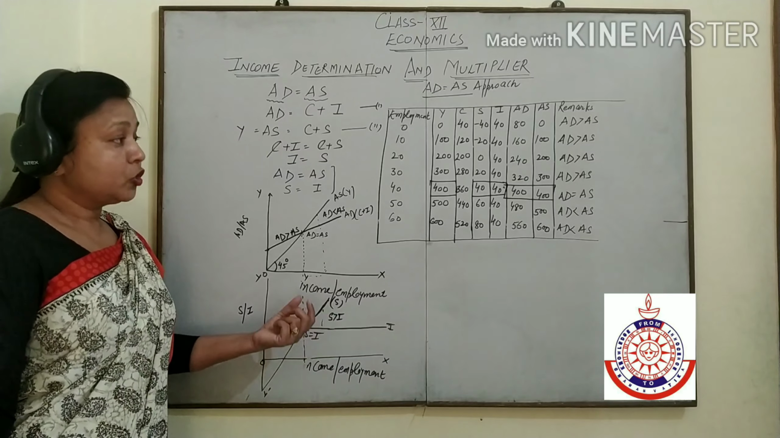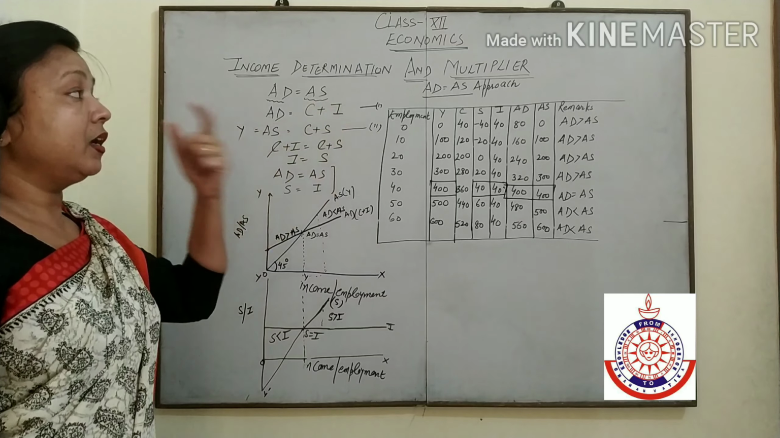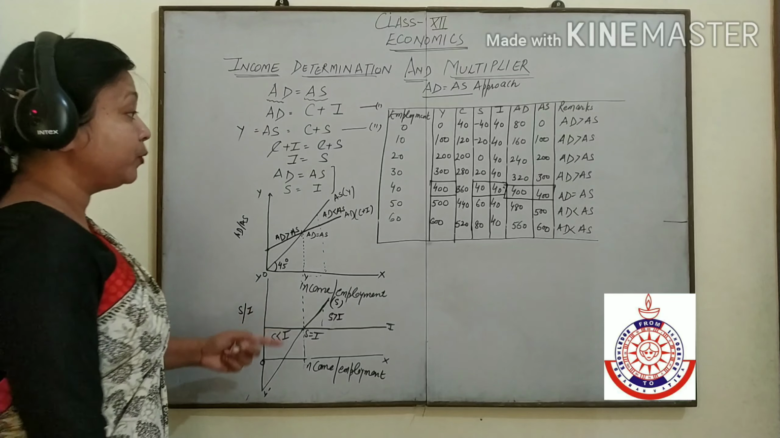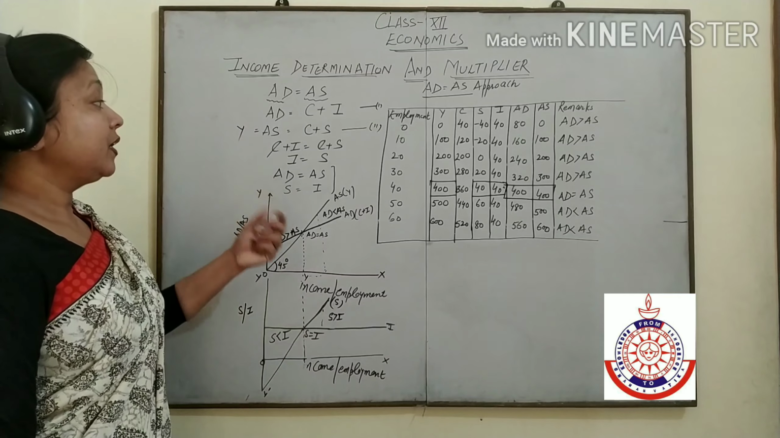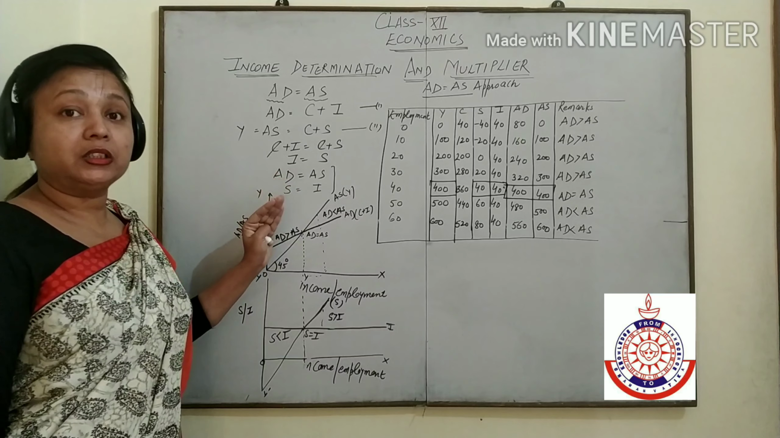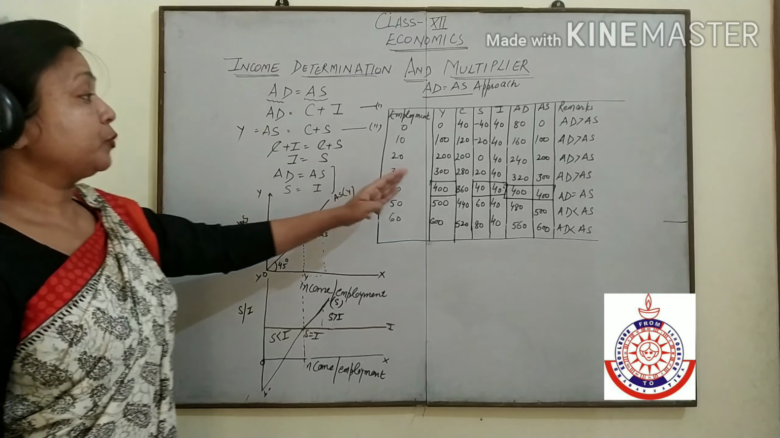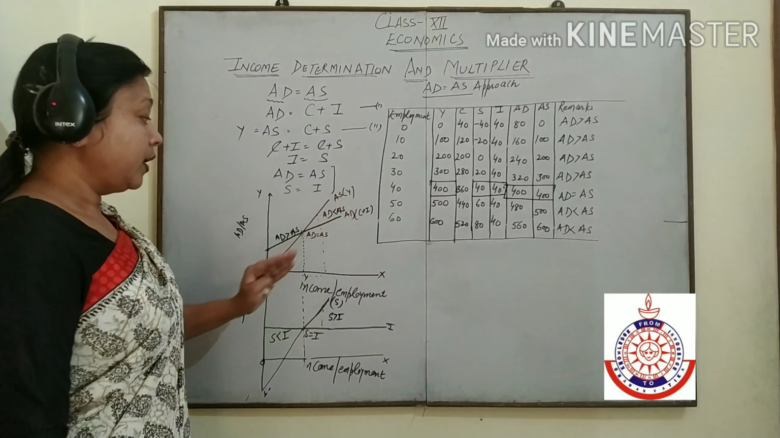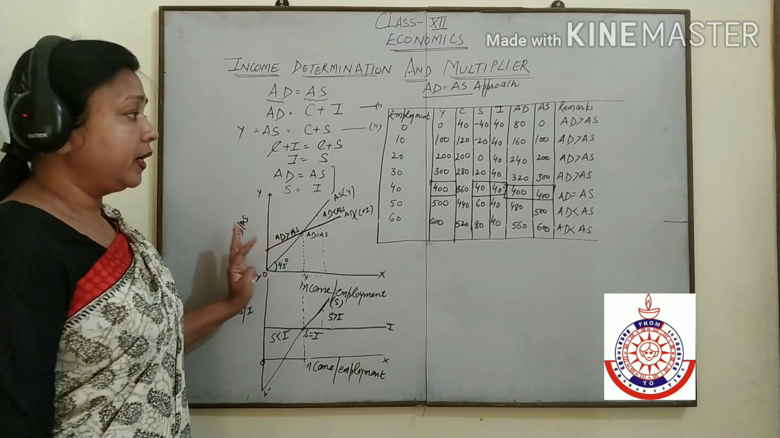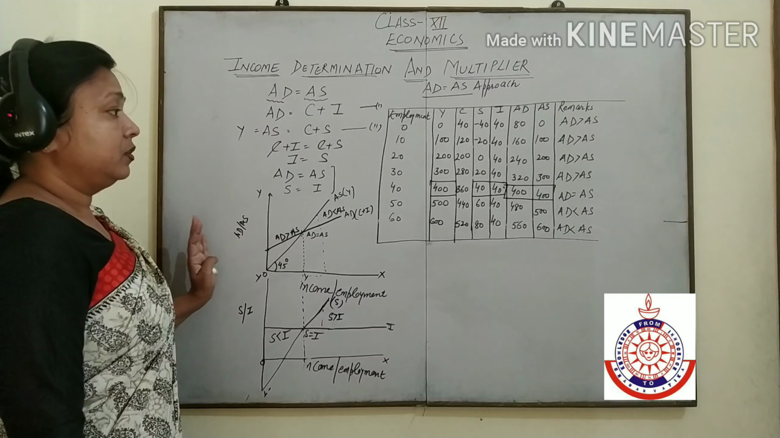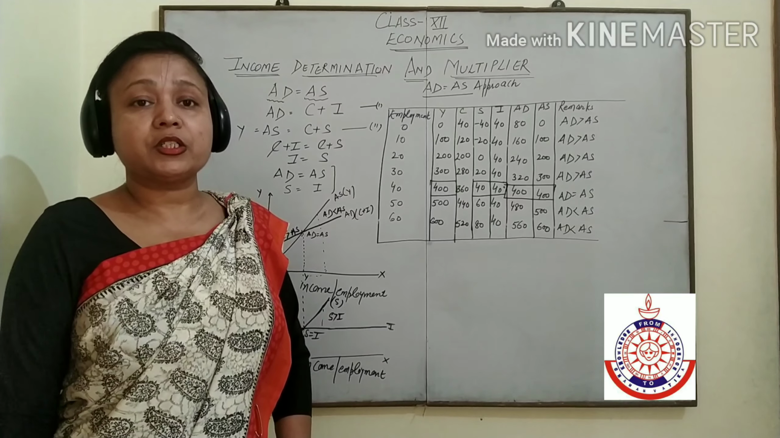So, students, this is your aggregate demand and aggregate supply approach, and saving and investment approach. Where aggregate demand is equal to aggregate supply and saving is equal to investment, we can explain with the schedule and the diagram. Okay, this is your topic for today. Next topic we will discuss tomorrow.